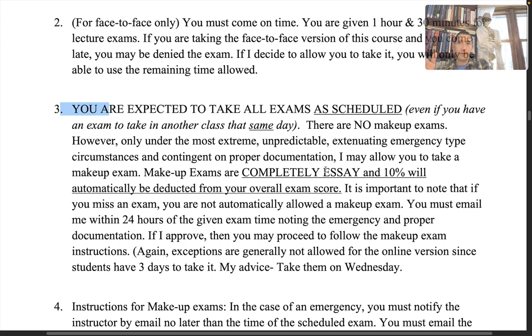Again, if there is something long enough, you still have to show documentation, like hospitalization or an obituary or something. Sorry to say, but you're given 3 days. You got a cold, it doesn't matter. You got COVID, probably doesn't matter, because you're given so many days to take the exam. So don't come Friday night and say, well, I didn't know that I was going to be sick. Well, that's why I give you 3 days, so you can take it on Wednesday morning. All right.